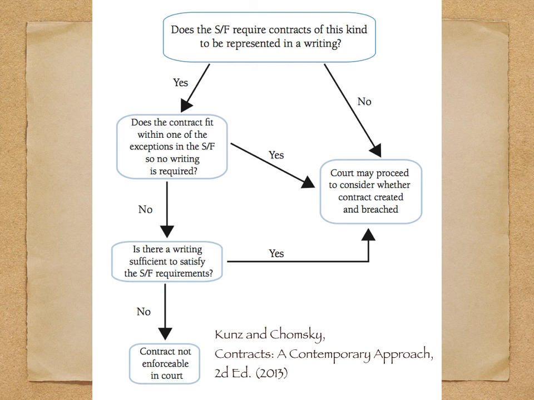Here's a flowchart diagram from Coons and Chomsky's Contracts, a Contemporary Approach casebook. We begin by asking whether or not the statute of frauds deals with this kind of contract. If the answer is yes, we ask if the exemptions to that particular class of contract apply to take it back out again. If the statute of frauds does not apply, then we simply go through our usual contract analysis.